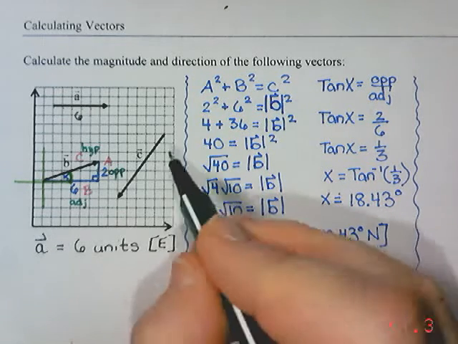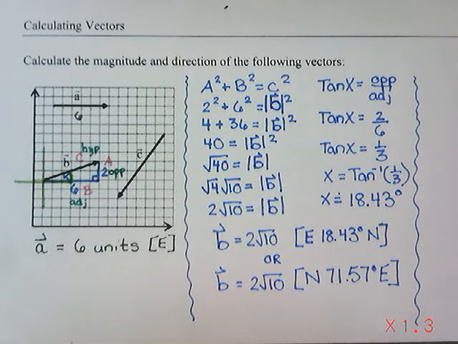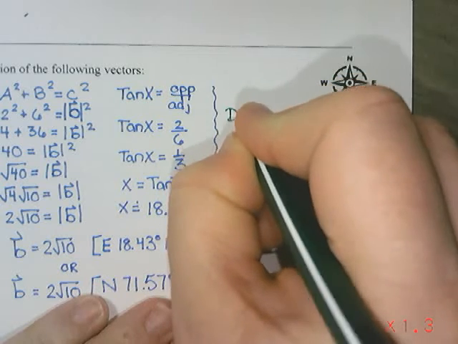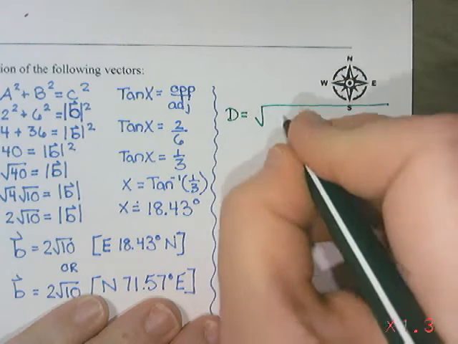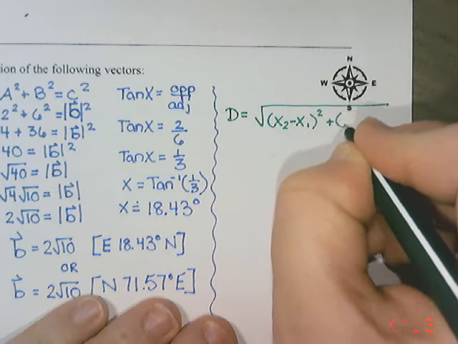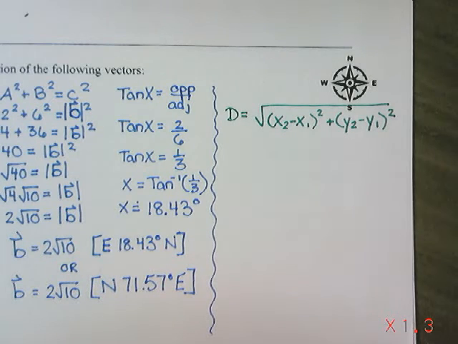So I could make a triangle and use Pythagorean theorem and SOHCAHTOA again, but there is another method I can use for calculating length. Back in grade 10, you should have learned a formula called the distance formula. The distance formula says that if you do the square root of x2 minus x1 squared plus y2 minus y1 squared, that will give you the distance between 2 points. You might not remember that formula, but we learned it back in grade 10.